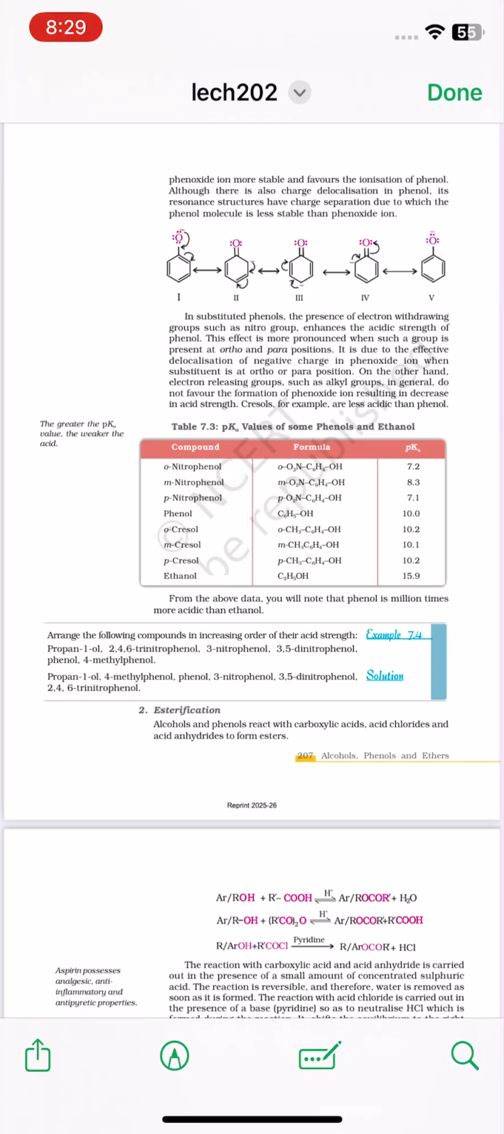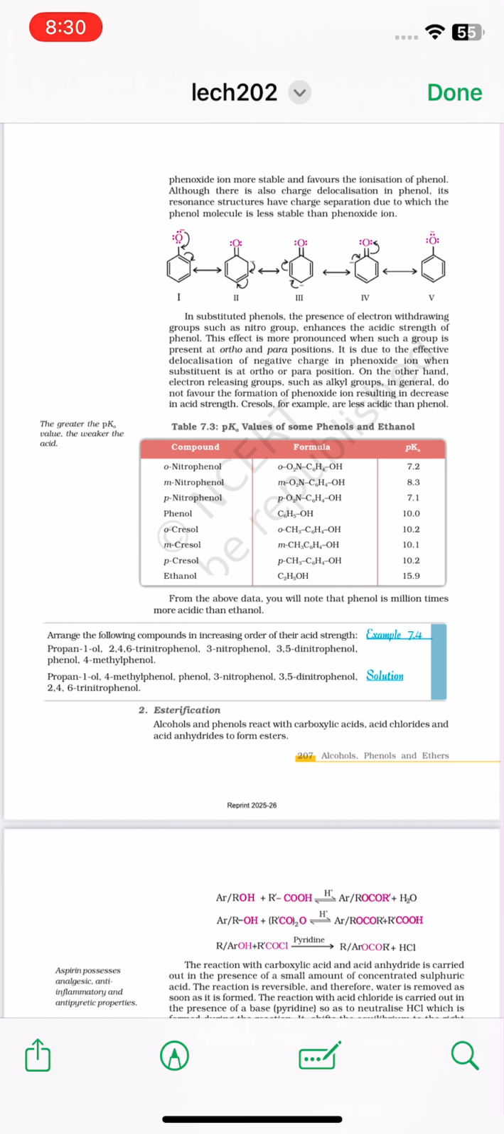In substituted phenols, the presence of electron withdrawing groups such as nitro enhances the acidic strength of phenol. This effect is more pronounced when such a group is present at the ortho and para positions. It is due to the effective delocalization of negative charge in the phenoxide ion when the substituent is at the ortho or para position. On the other hand, electron releasing groups such as alkyl groups in general do not favor the formation of phenoxide ion, resulting in a decrease in acidic strength. Cresols, for example, are less acidic than phenol. pK values of phenols and ethanols.